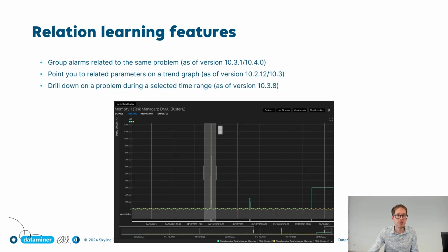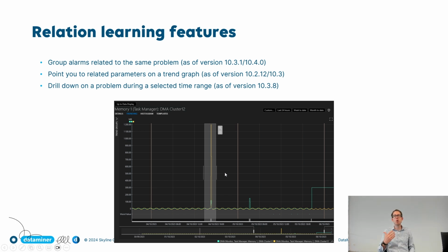A next application of this is what we call time-scoped relation learning. Again, this will be discussed in much more detail later in the course. In time-scoped relation learning, we're in the following situation. Assume that you're looking at the memory usage on your system, for example, and you notice that there is a very huge spike in memory. It already happened quite some time ago, I see.